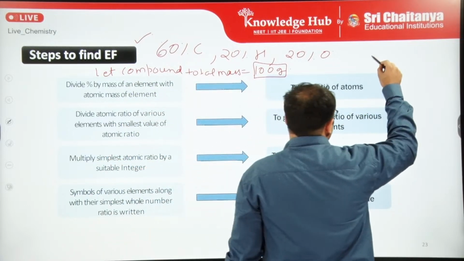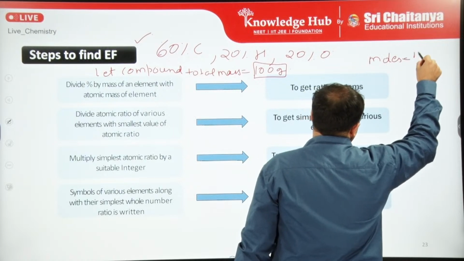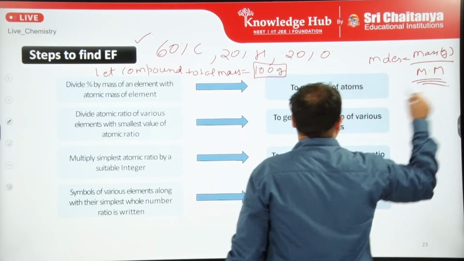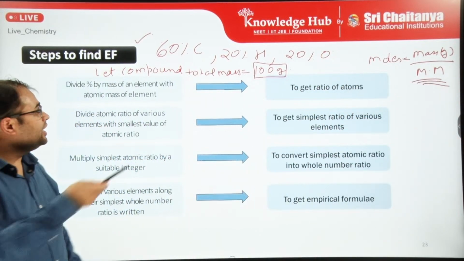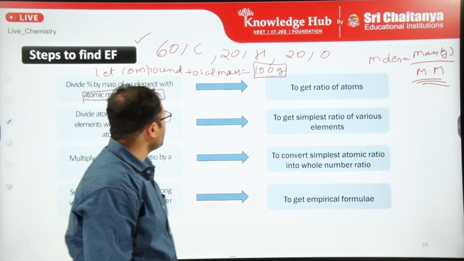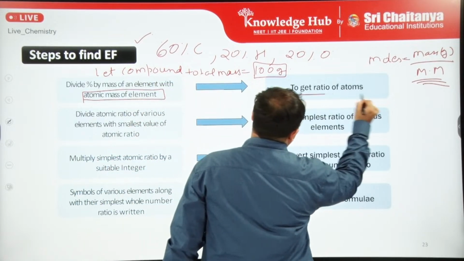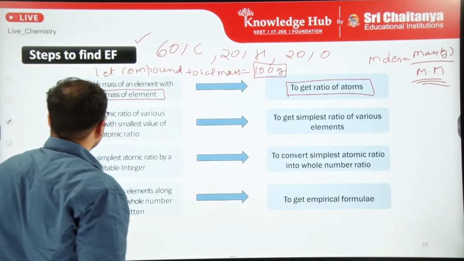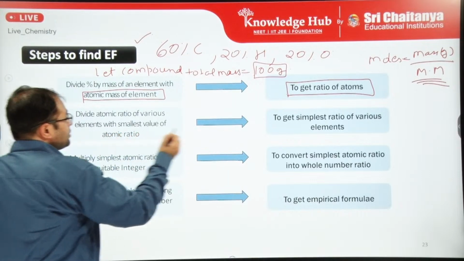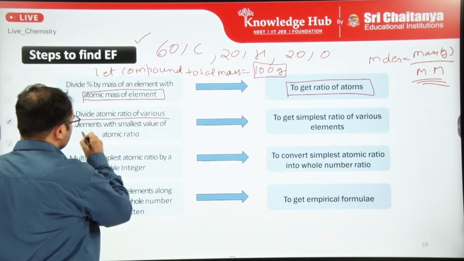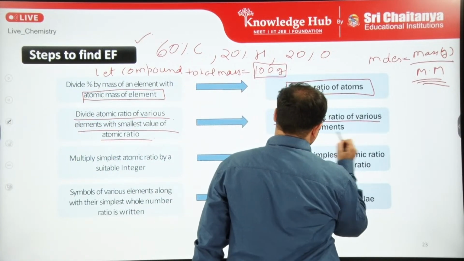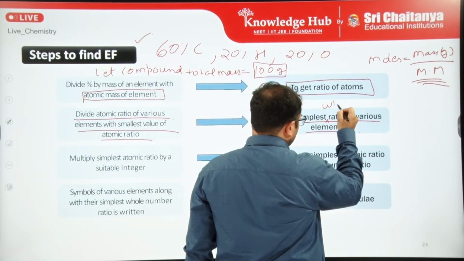Now how to get moles from grams? You do remember that moles is mass in grams divided by molar mass. So the next step is dividing these masses by the atomic mass of the element. So divide the percentages by the mass of an element to get the ratio of atoms. You will get to know this further as we simplify it. Next, after you got the ratios, divide the atomic ratios of various elements by the smallest value of atomic ratio to get the simplest ratio of various elements. Simplest whole number ratio.